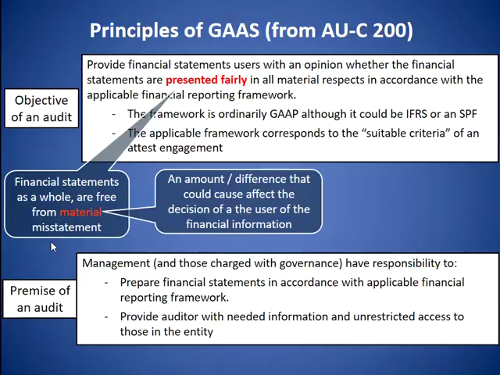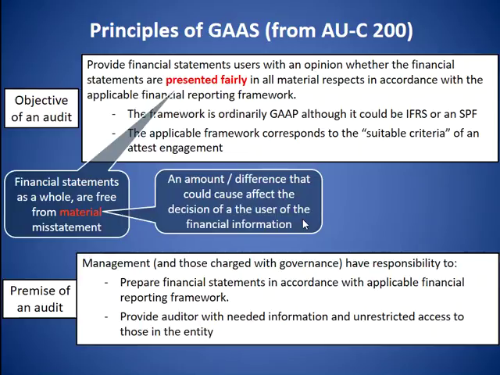So that's what we mean by presented fairly. Financial statements, when we take them as a whole, are free from material misstatement. Now, here's another word, material misstatement. What does that mean? Does that mean iron ore? Does that mean plastic? I mean, materials? No. What material means in the accounting world, at least in the audit world, is an amount or a difference in the financial statements that could affect the decision of a user of the financial information.